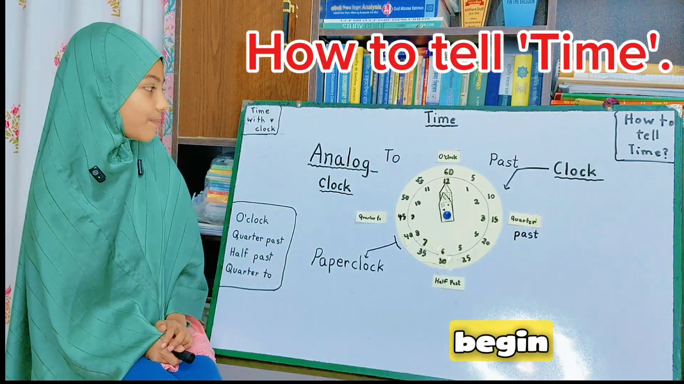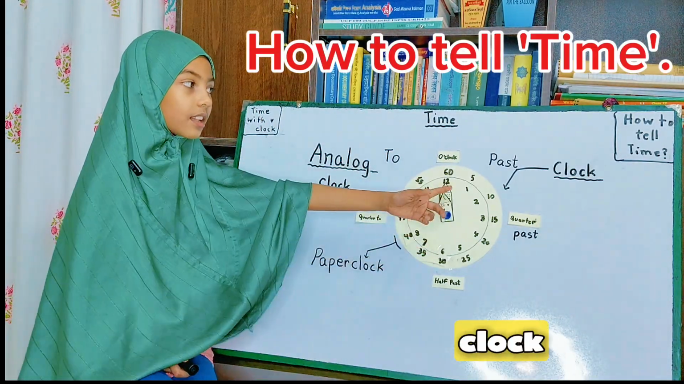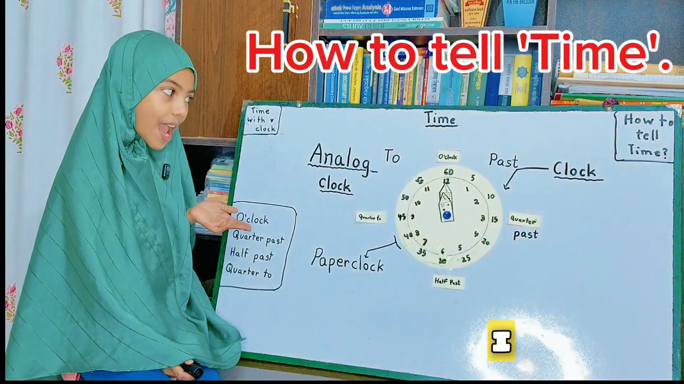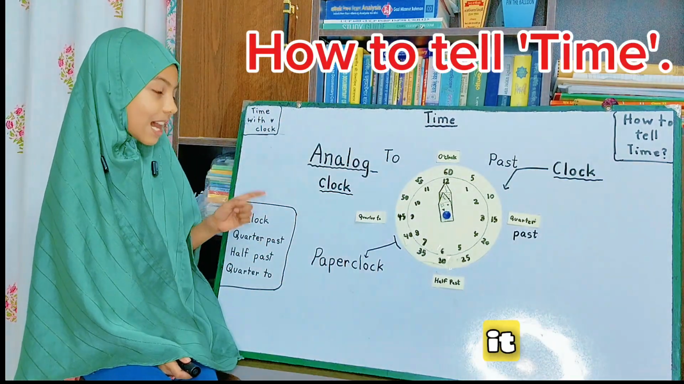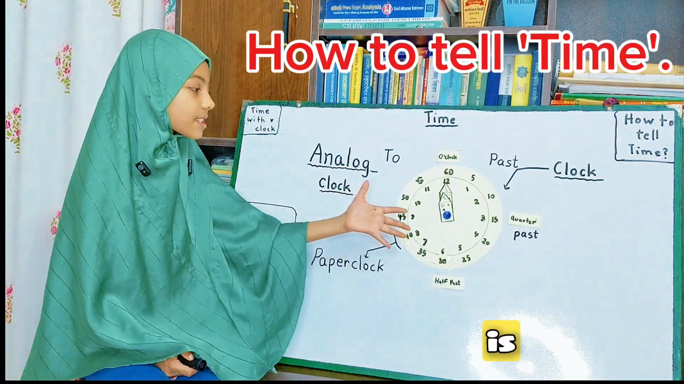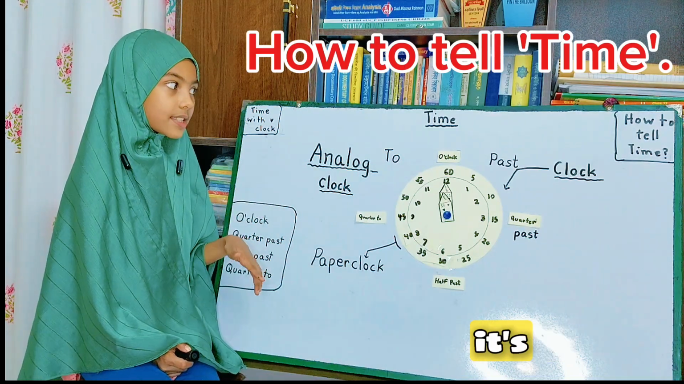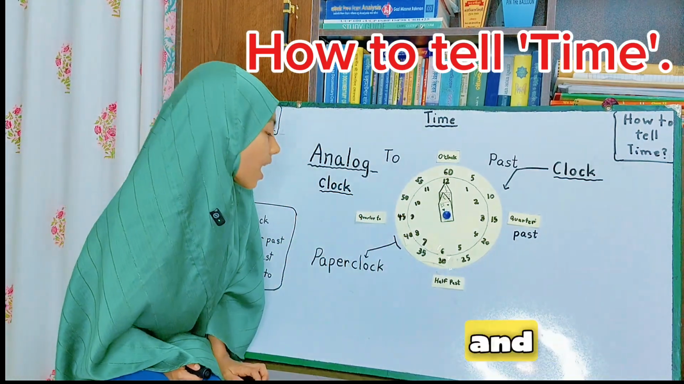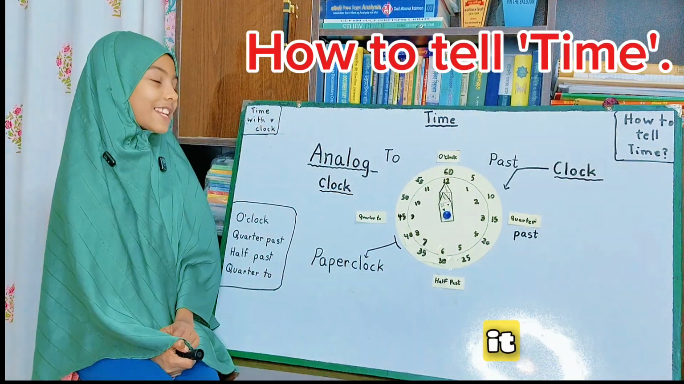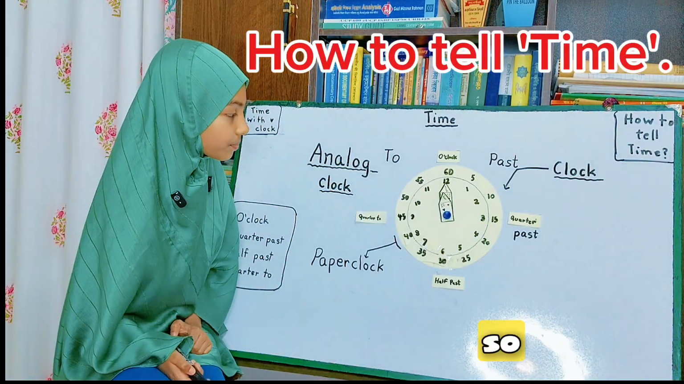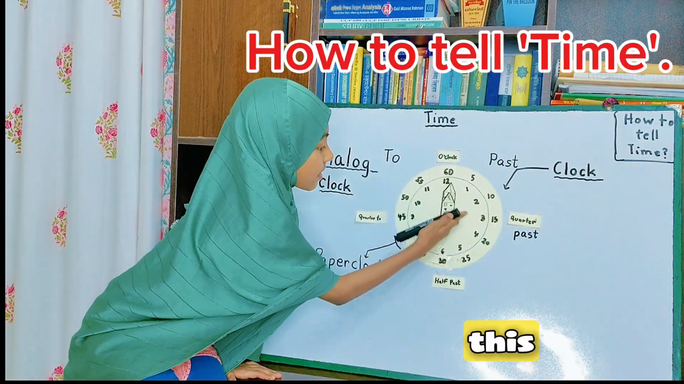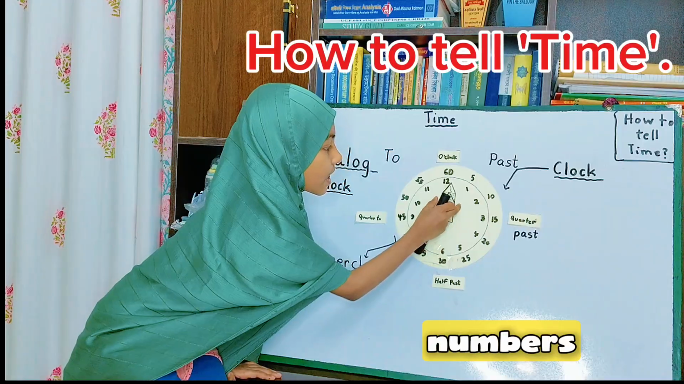So let's begin. So this is a clock. I made it with paper, so I call it a paper clock. This is called an analog clock because it's circle-shaped and there are 12 numbers in it. Here are the 12 numbers.